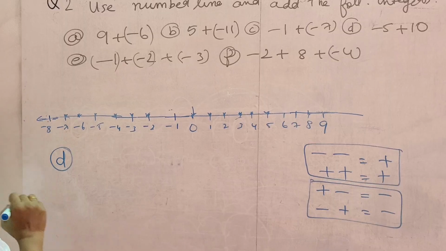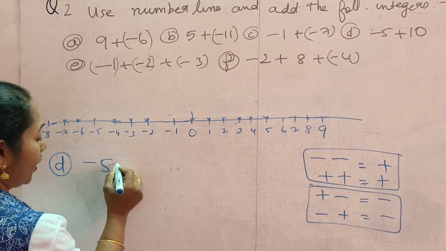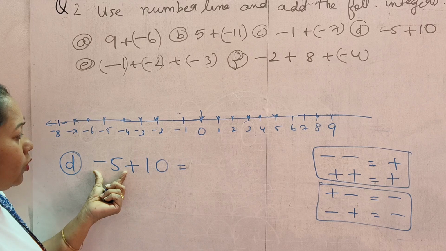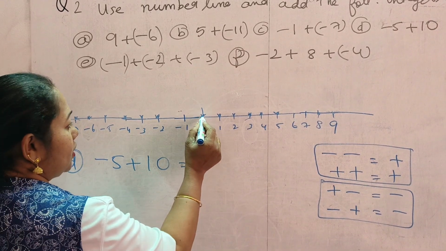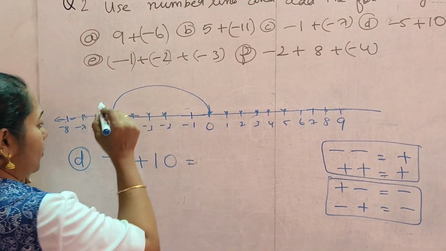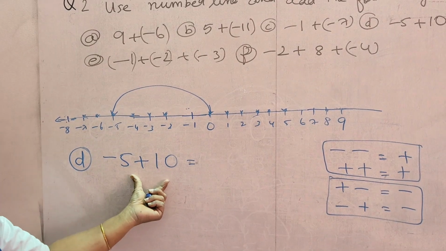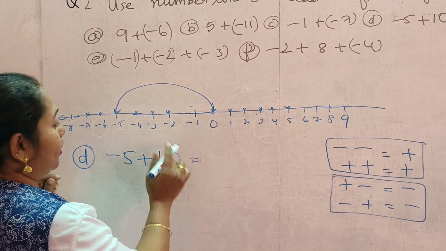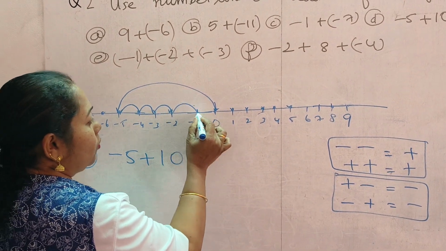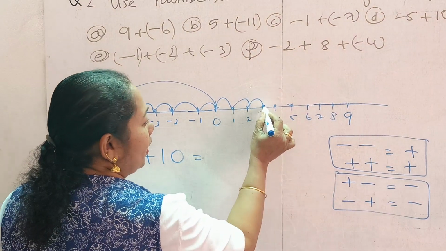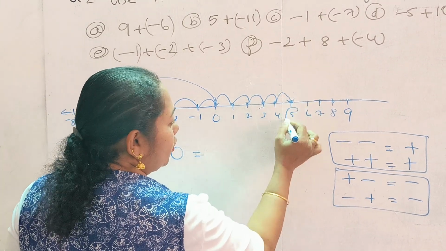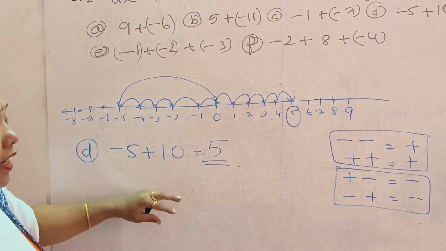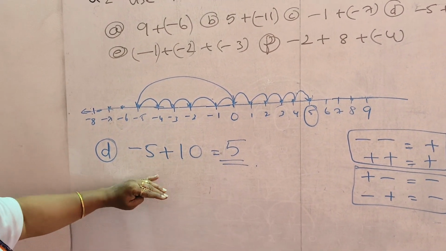Okay. D part. Minus 5 plus 10. So first we have to go from 0 to minus 5. Now next number is plus. Plus means right. That is 10 numbers towards right. 1, 2, 3, 4, 5, 6, 7, 8, 9, 10. So we got the number as 5. Okay. I think you are following. Understood now? Next question.